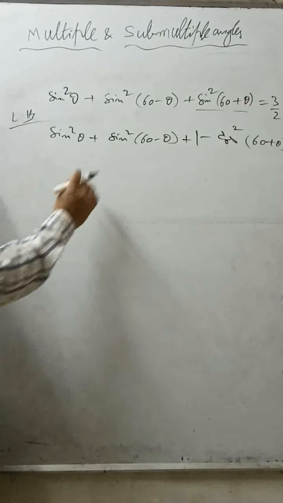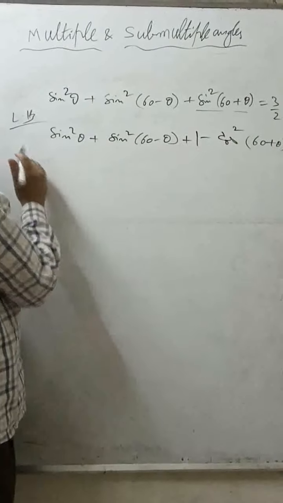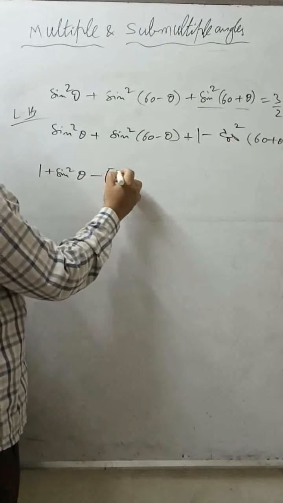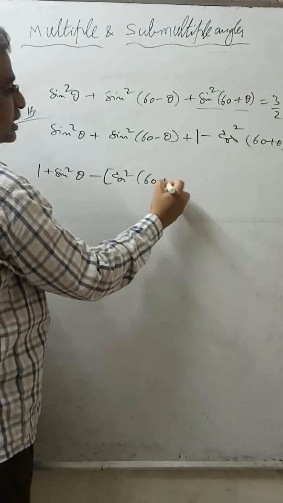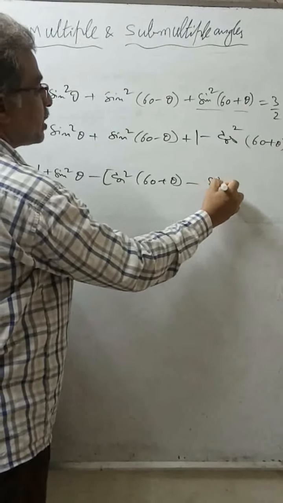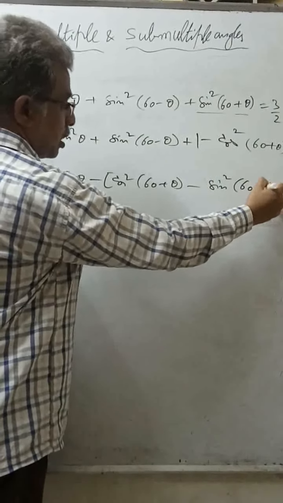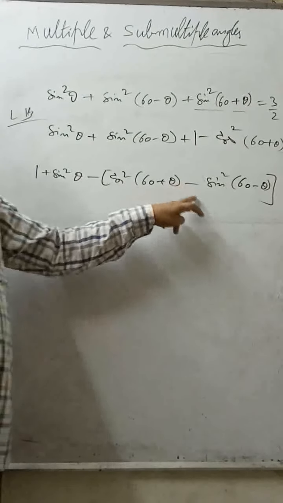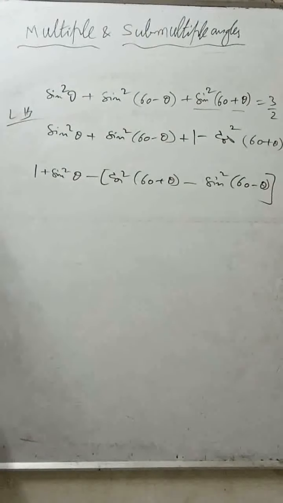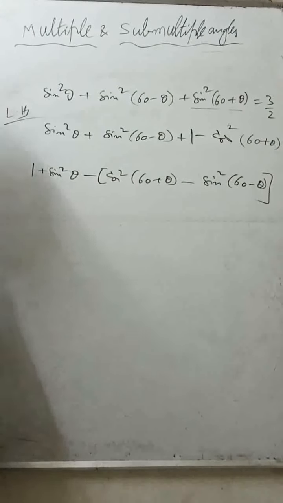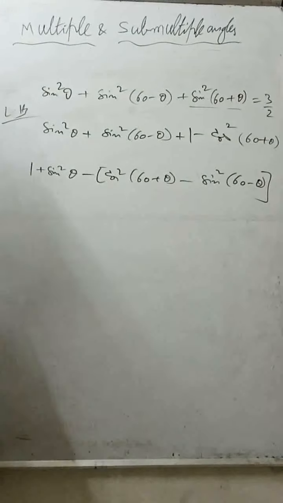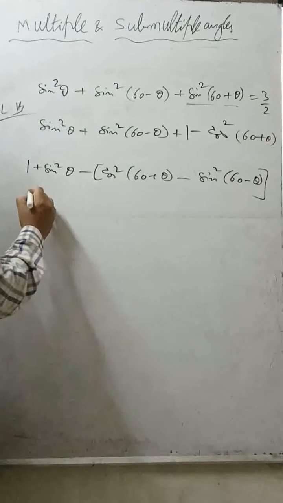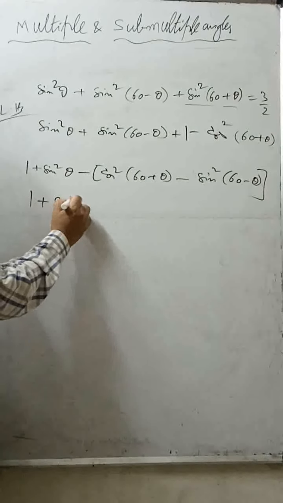Now, if I take minus common from these two and write 1 in the beginning: 1 plus sin square theta minus of cos square (60 plus theta) minus sin square (60 minus theta). I am just taking minus common from these two, so it becomes cos square (60 plus theta) minus sin square (60 minus theta). Now I got cos square A minus sin square B, which means cos (A plus B) into cos (A minus B). You know the formula, so we are going to use that.